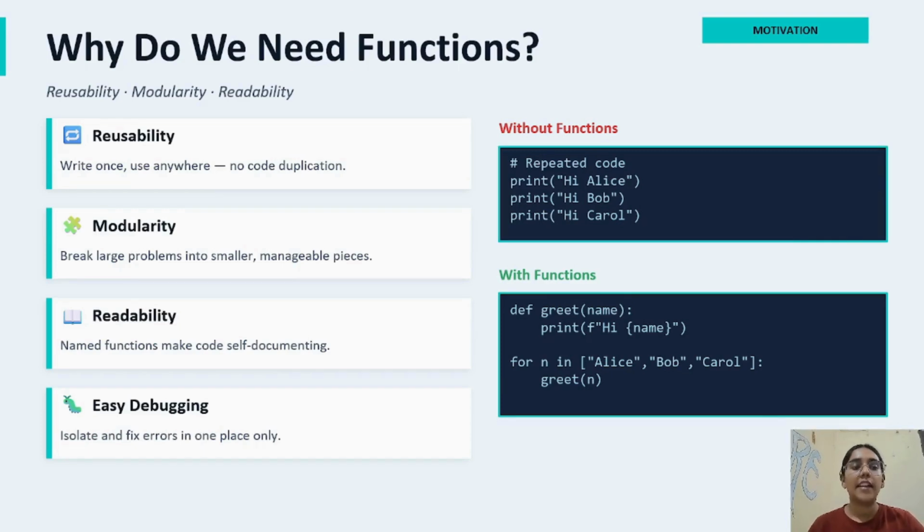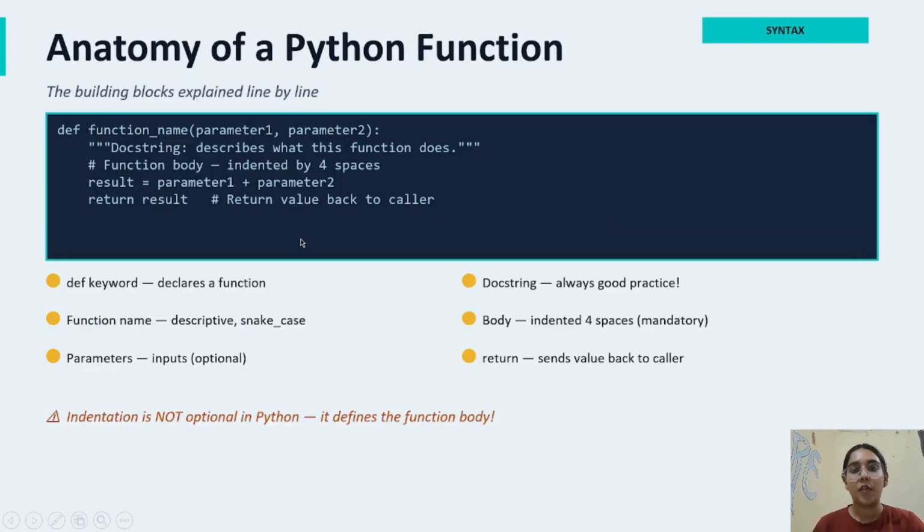You can see in the slide there are four needs. Why do we need functions? First, reusability, modularity, reusability, and easy debugging. Okay, so now let's move forward.